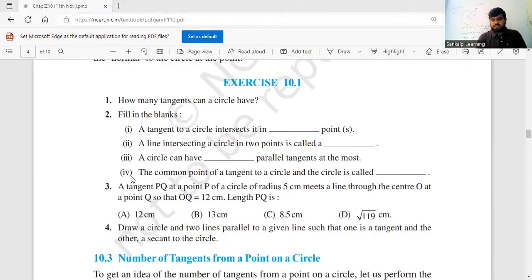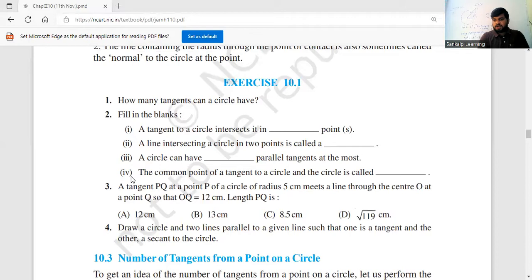So the option D, isn't it? Square root of 119 centimeter. That will be the correct answer. Next question. Draw a circle and two lines parallel to a given line such that one is a tangent and the other one a secant to the circle.